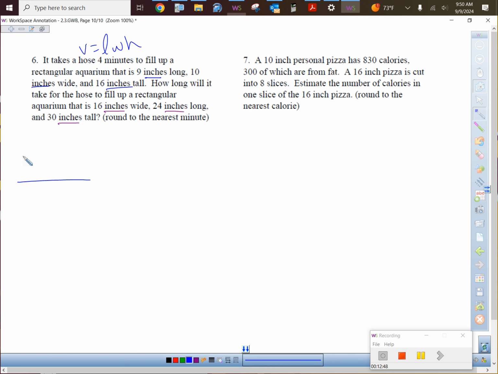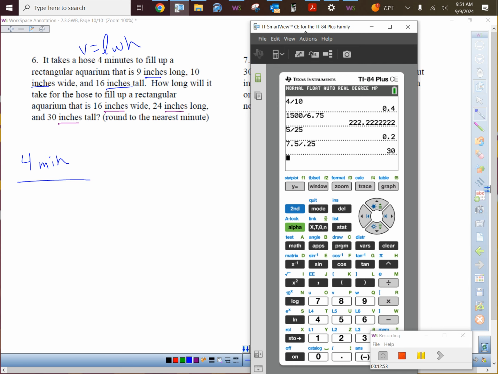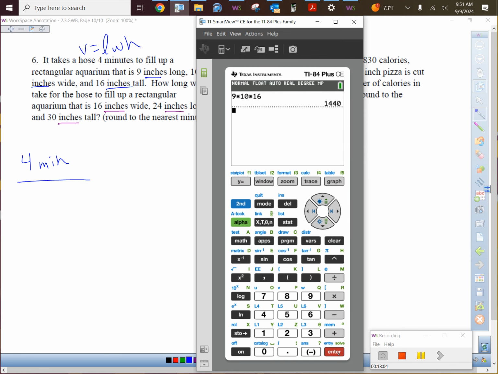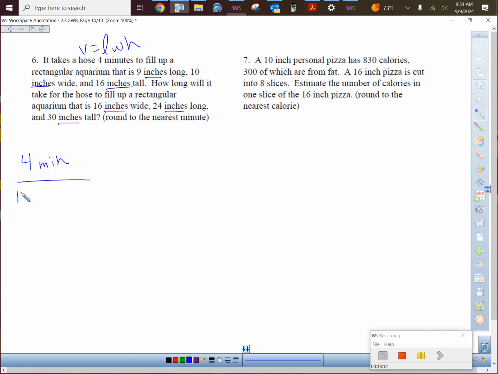So I'm going to set up a proportion. 4 minutes, and let's grab a calculator, and I don't need you to show any work on it. We just got to take the length, which is 9, times the width, which is 10, times the height, which is 16, or whatever order. Those 3 numbers have to get multiplied together. Did you get 1440 when you do that? Let's learn to put the right label on it. It's not just inches. It's inches cubed because it's the 3rd dimension. You took length times width times height. Are you guys okay with where I got the 1440 from?